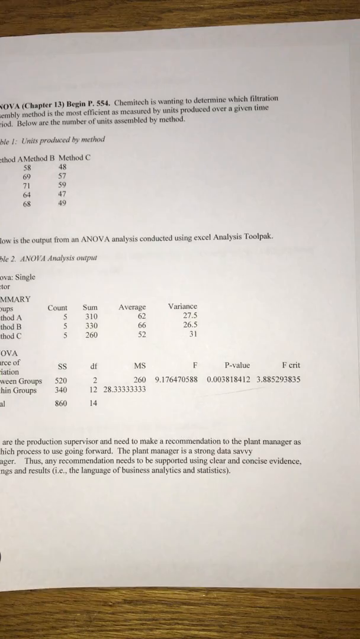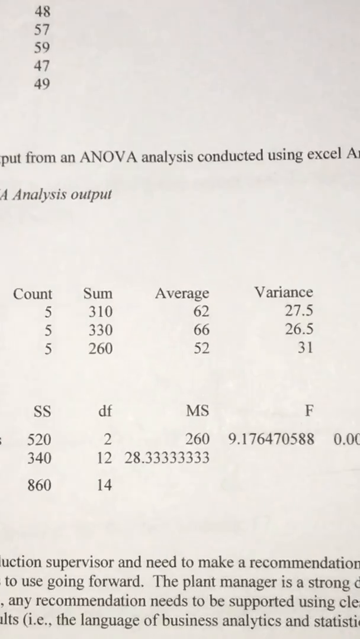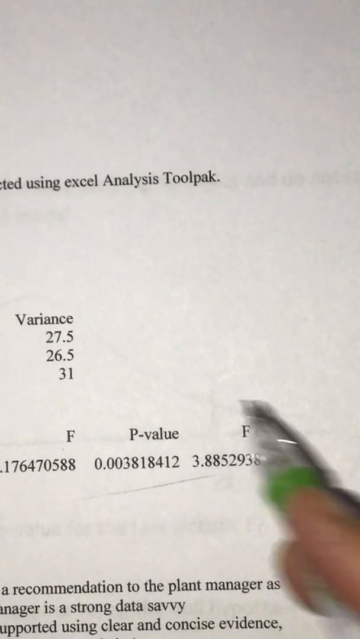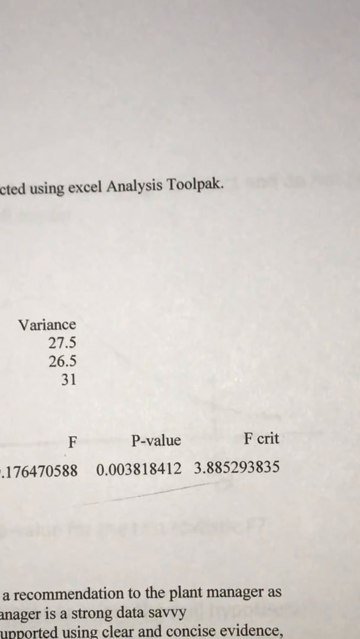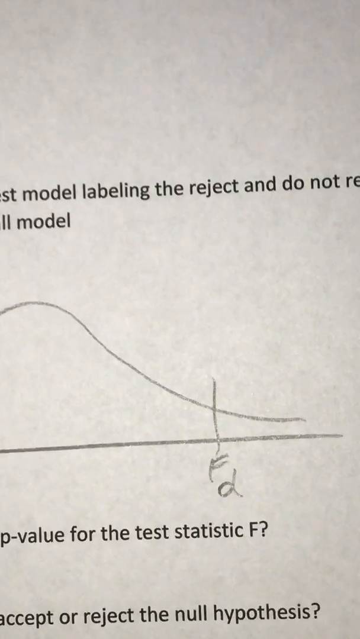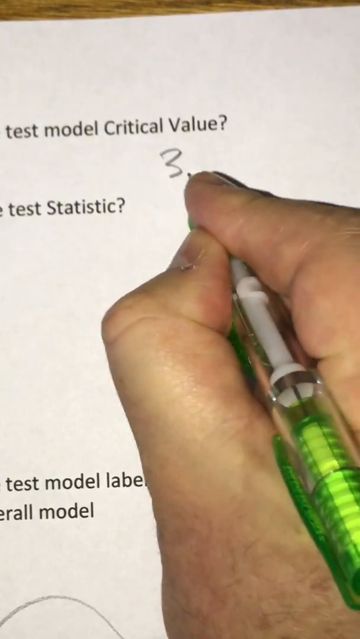All right. And so the first value you want to take a look at is this critical value. Let me zoom in on that a little bit. Here's the F critical value. As you can see, this is 3.885. So I'm going to just round that to 3.9 as the critical value.